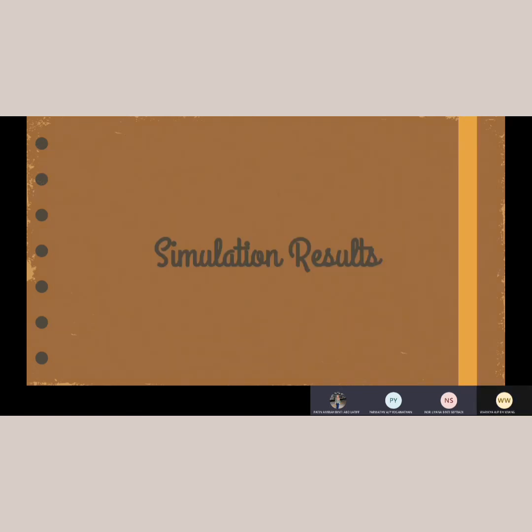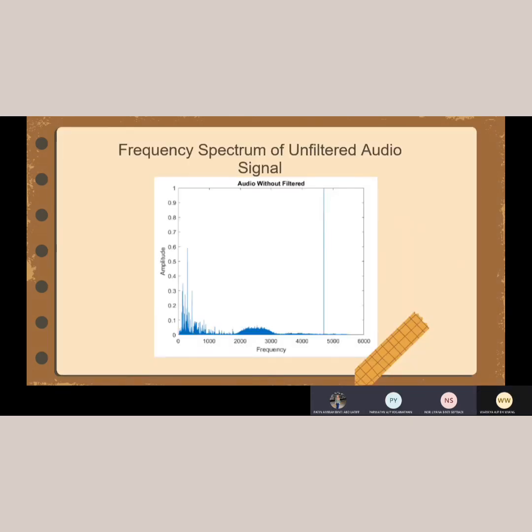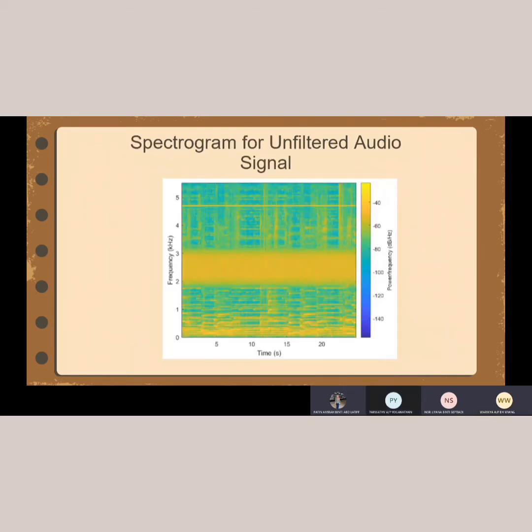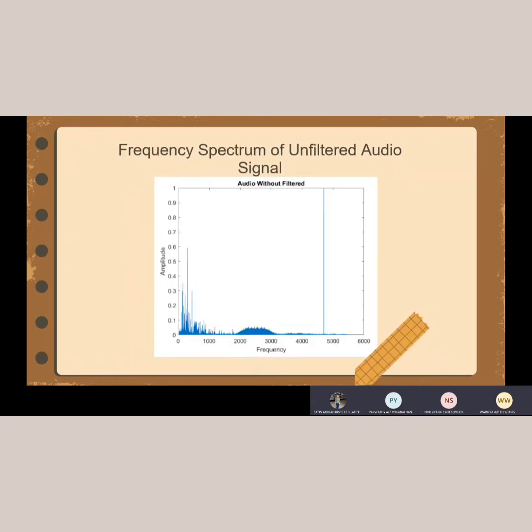This is the simulation result. For the frequency spectrum of the unfiltered audio signal, we generate it by plotting using the FFT values. So this is the frequency spectrum that we obtained from the original audio signal.